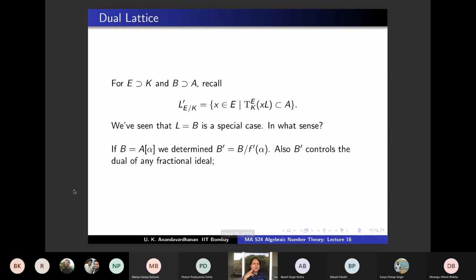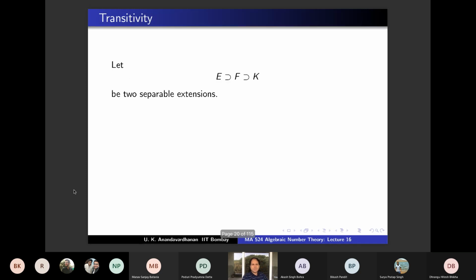And also we saw, maybe I left it as an exercise, that B prime controls the dual of any fractional ideal. In what sense? If you have a fractional ideal script B, then its dual, small b prime, is nothing but B inverse multiplied with capital B prime. So small b prime is capital B prime times B inverse. These properties we have seen.